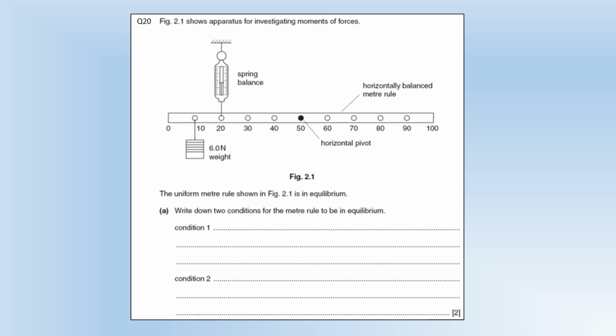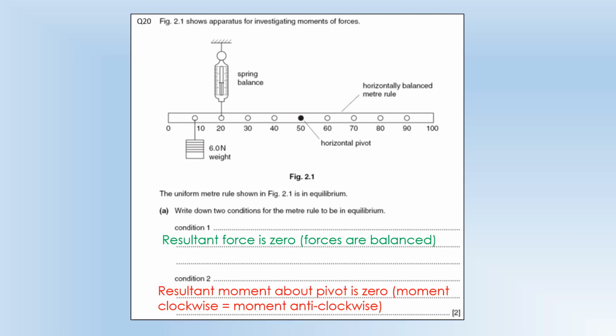So final question here. The diagram shows apparatus for investigating moments of forces. The uniform meter ruler shown in figure 2.1 is in equilibrium. Write down 2 conditions for the meter ruler to be in equilibrium. Okay, so the first thing, we need the resultant force to be 0, or the forces to be balanced. And we need the resultant moment about the pivot to be 0. So the moment clockwise equals the moment anti-clockwise.